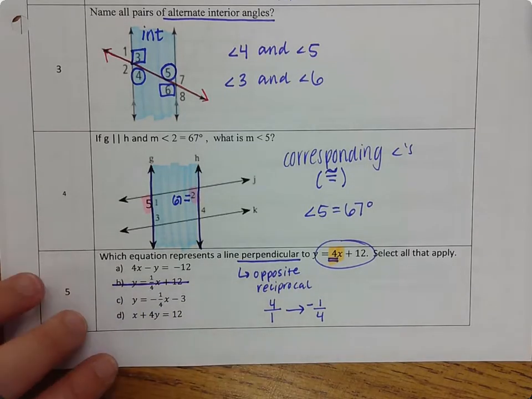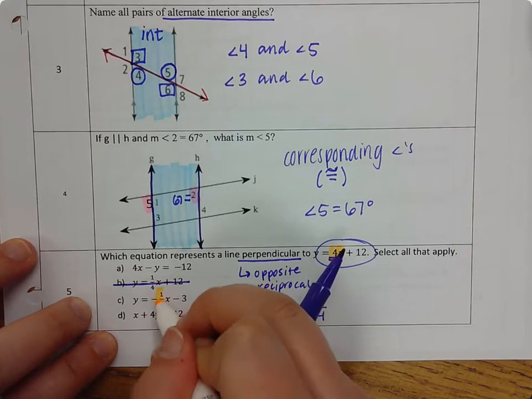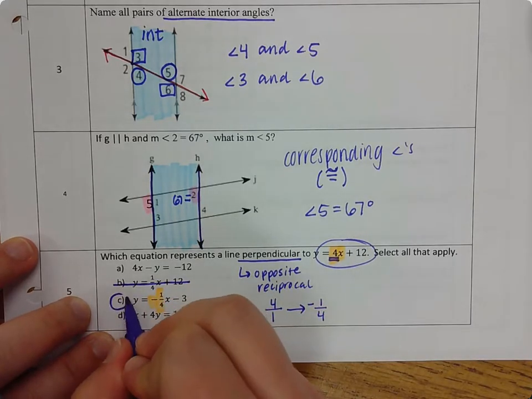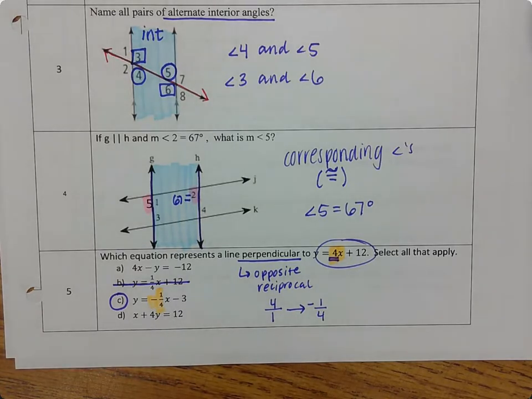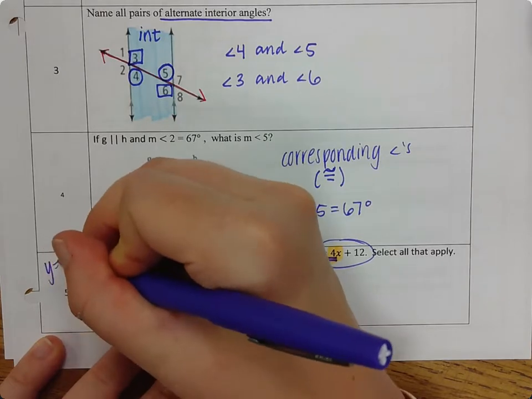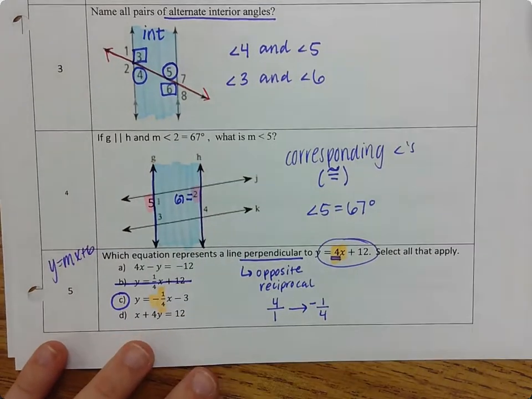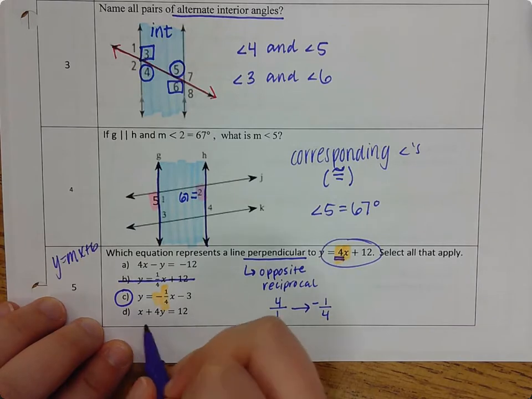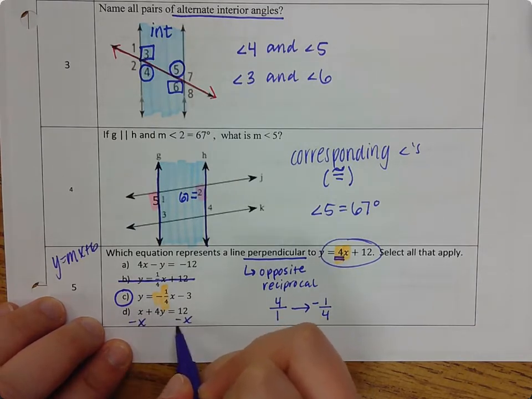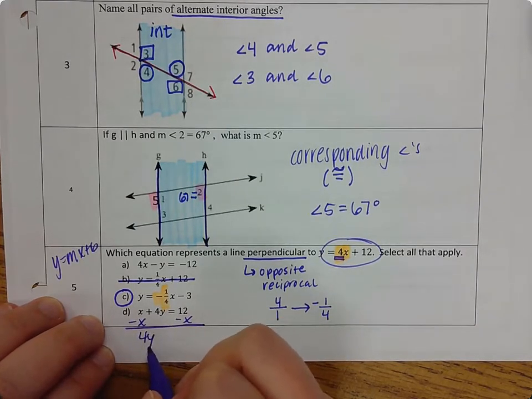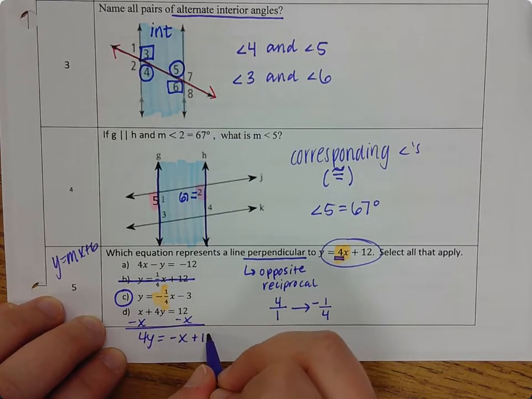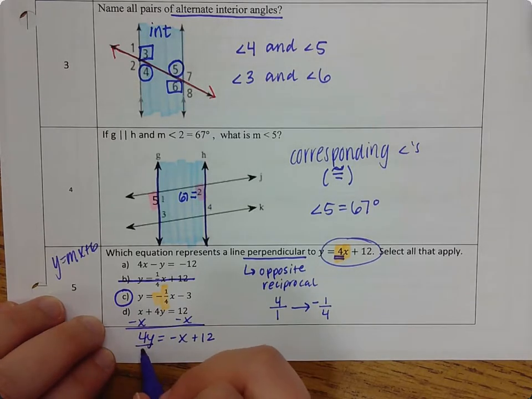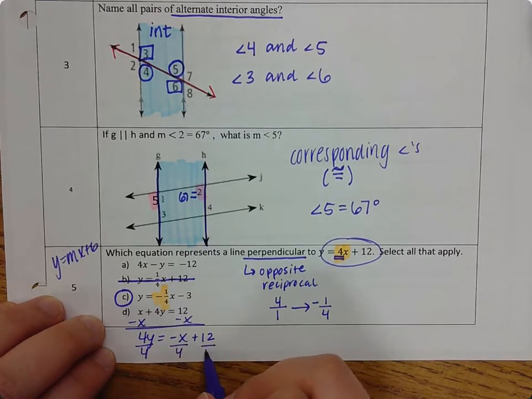This one here, C, has a slope of negative 1/4, so that one's going to work out. But if we look at options A and D, they're not written in slope-intercept form. We want to get them to look like y equals mx plus b. So if I take equation D and I subtract x from both sides, I would get 4y equals 12 and x aren't like terms, so I'm just going to write them side by side. And then I'm going to divide everything that I see by 4.